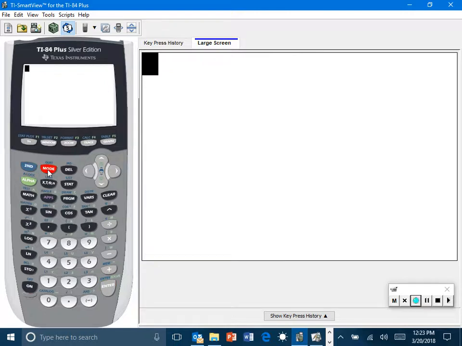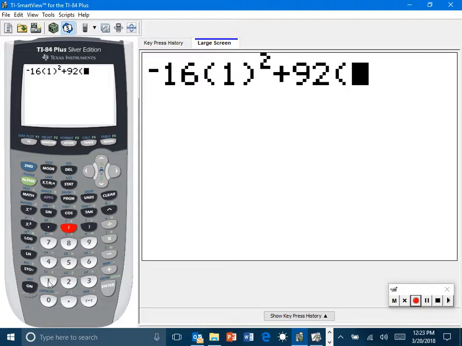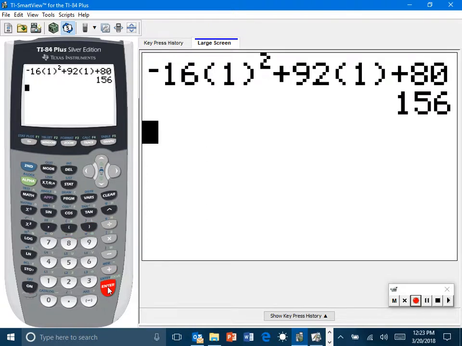So you could just take negative 16 times 1 squared plus the 92 times 1, replace each t with 1, plus 80. And you can get an answer of 156. So you can do that for A, B, C, and D.